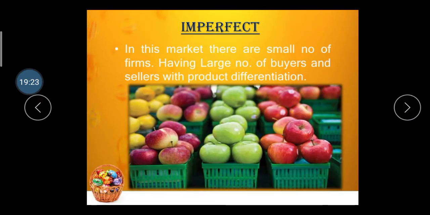Then after perfect competition, there is the imperfect market. In the imperfect market, there are a small number of firms with a large number of buyers and sellers, and products with differentiation are considered. In the perfect market, there are homogeneous products, all products are the same, right?